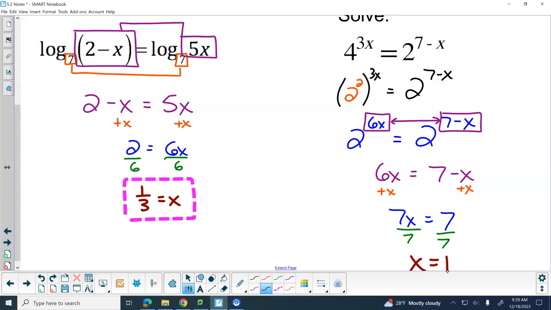What's up? I don't know what neutral log is. Common log? Natural log? Natural log? Same thing. Same thing.